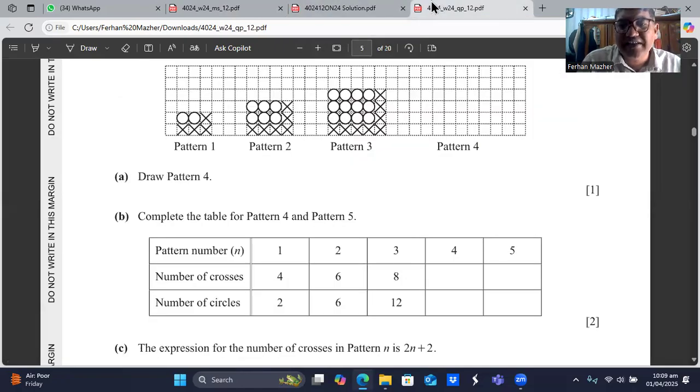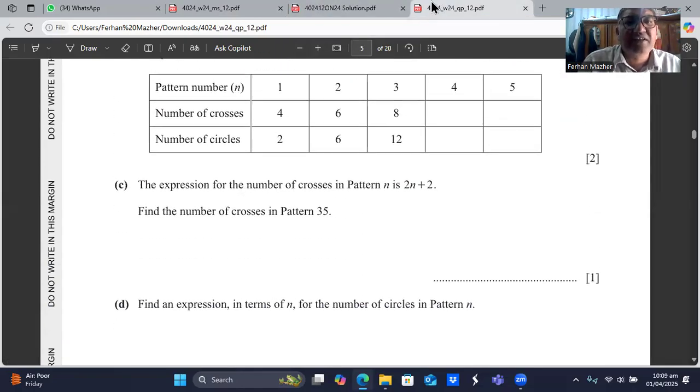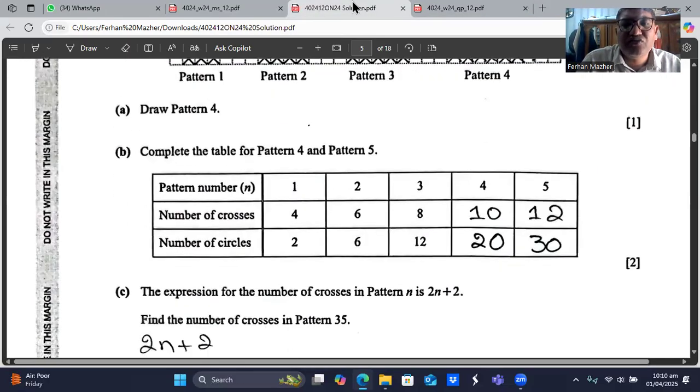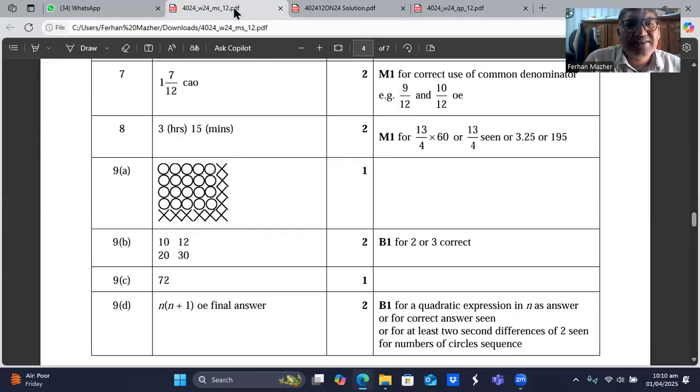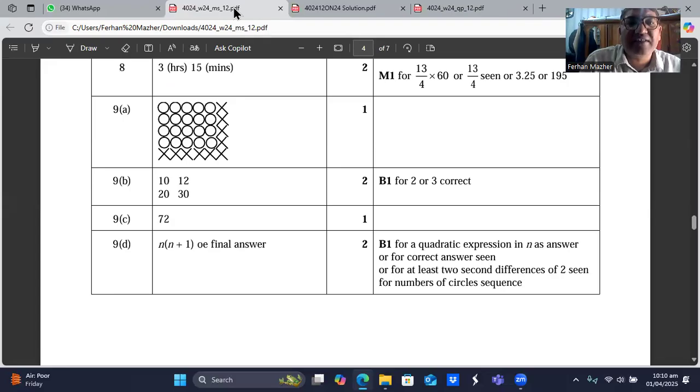Okay, so then he says, part C, the expression for the number of crosses in the pattern n is 2n plus 2. Find the number of crosses in the pattern number 35. So in the n, I will put 35. So let me show you. 2n plus 2. So 2 into 35 plus 2. So that's 70 plus 2, and that will be 72. So the number of crosses in the pattern number 35 will be 72. So let's check. Yes, 72 is the right answer, sir.